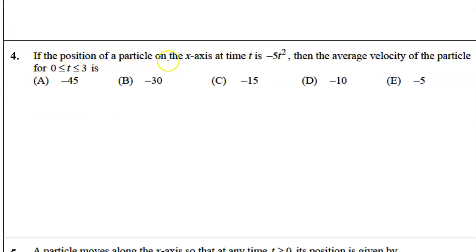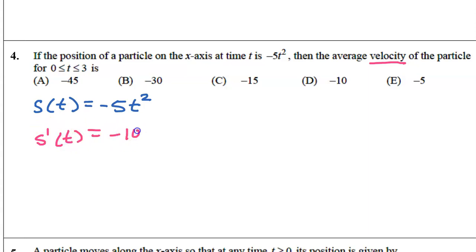If the position of a particle on the x-axis at time t is negative 5t squared, then the average velocity of the particle for the interval from 0 to 3 is which of these? So we are given this position function, and we know that velocity is the change in position divided by the change in time. If we were being asked for the instantaneous velocity, in other words, if we were being asked for the velocity at a specific moment in time, then we would use the derivative.